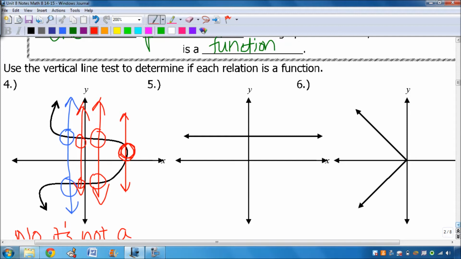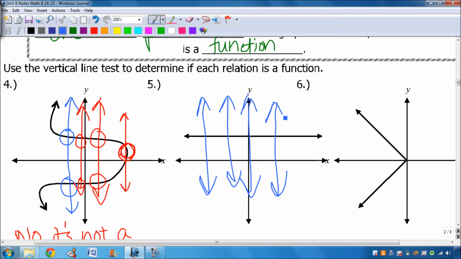All right, in number 5, if I were to draw any vertical line through my relation right here, every single vertical line will only intersect once. Now, a lot of people will think it intersects twice because they think it intersects here. However, that's not an intersection point because this right here is just the x-axis. It's not the actual function. This right here is the function, and this will only intersect one time for each vertical line.